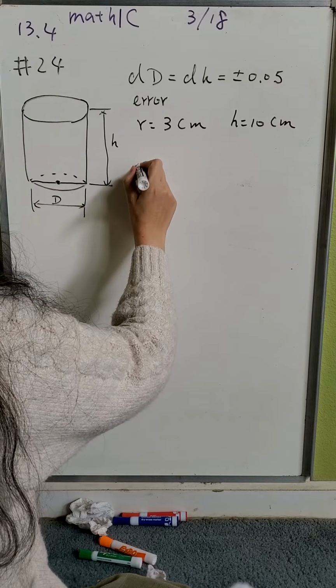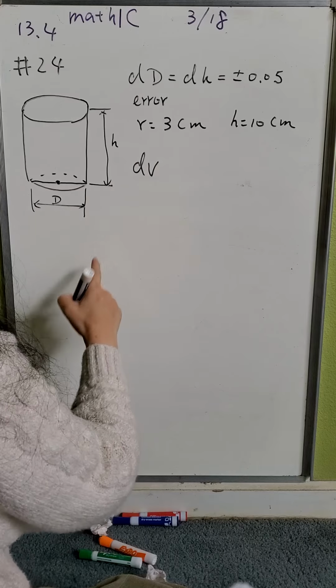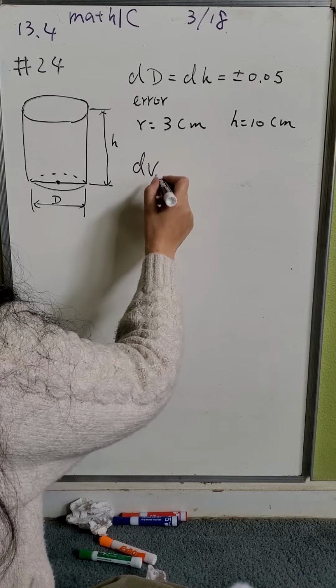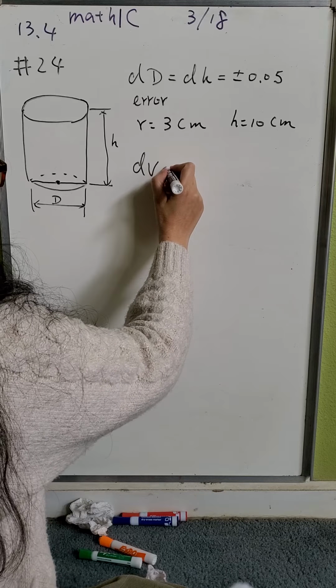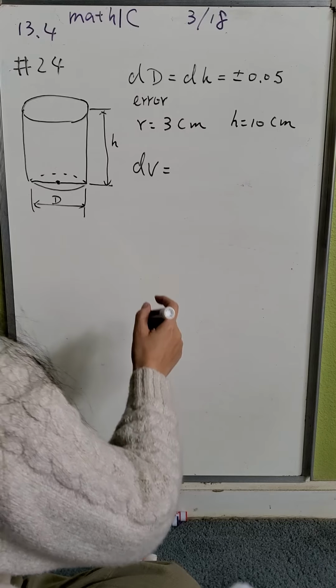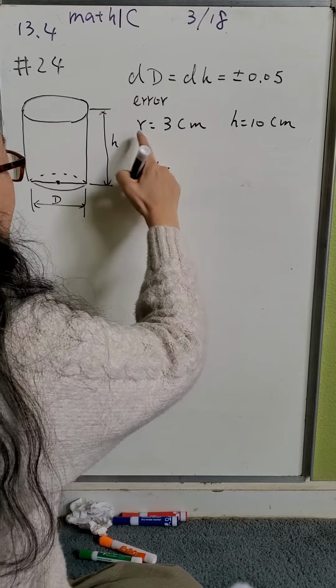The answer is your dV, okay? And then they also ask for another thing. I will show it to you later on. So the answer for this is total error. So this is going to be the volume for R.